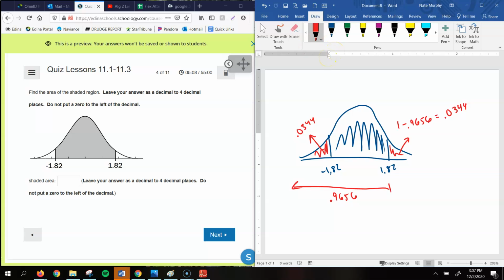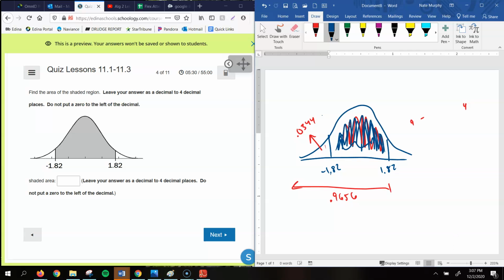Okay, so I'm going to take that 0.9656, because remember, let me erase this here. That 0.9656 represents all of that, even all the way down to 0. And we only want to include just this, oops, let me shade that blue. Just this region here is what we want. So we want to remove this piece.